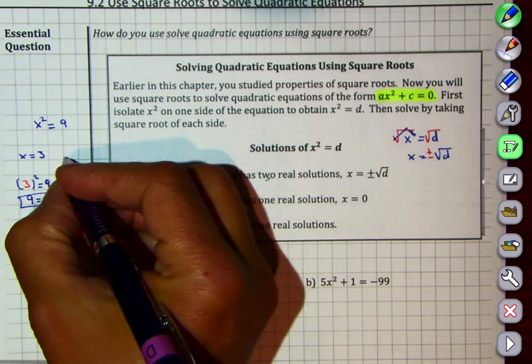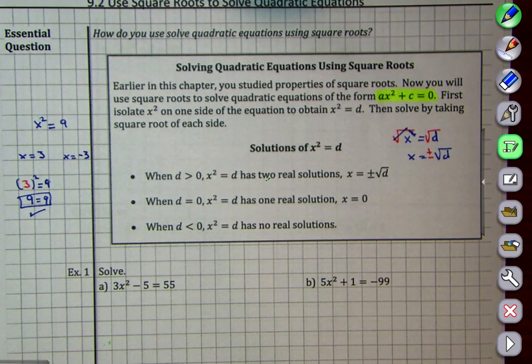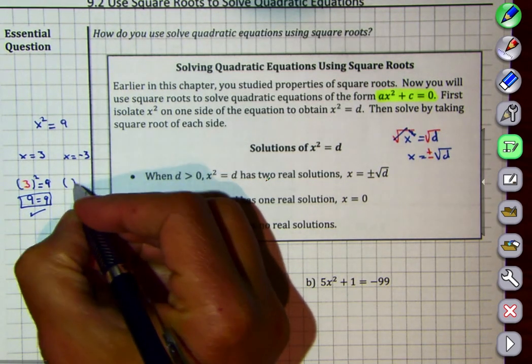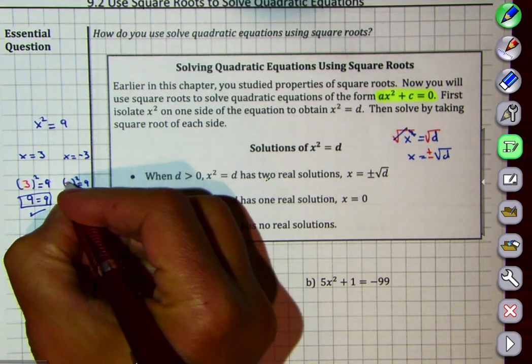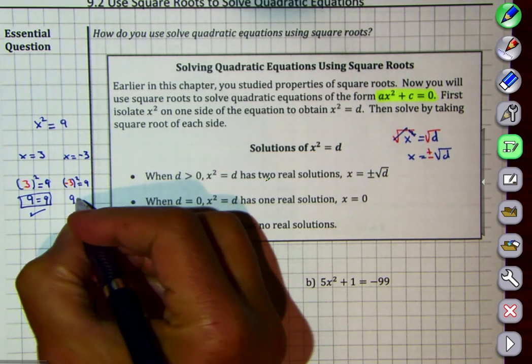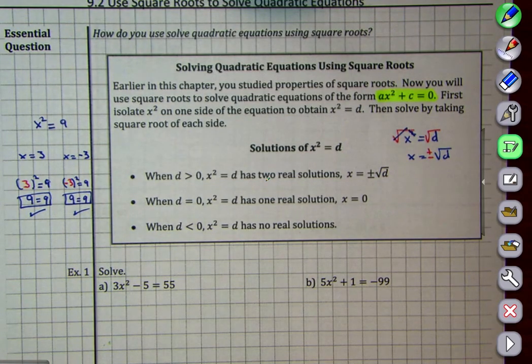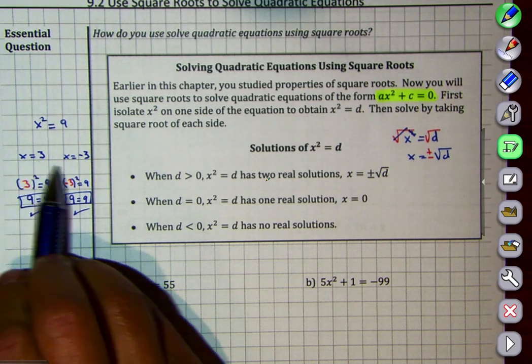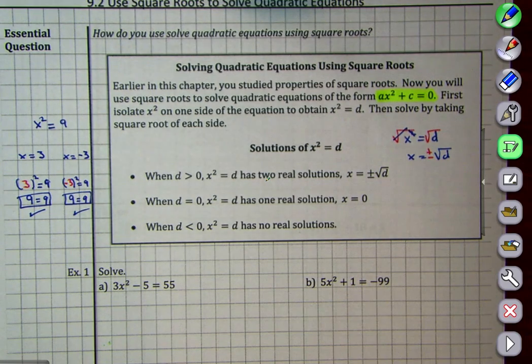But also, x can be negative 3. Because whenever you square the number, you have a negative 3 inside. Negative 3 times negative 3 gives you 9 equals 9. And that gives you true as well. So that's why we have a positive and a negative. And therefore, we must have a plus or a minus.